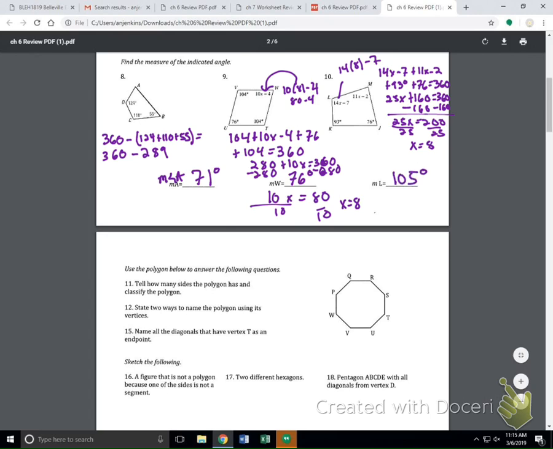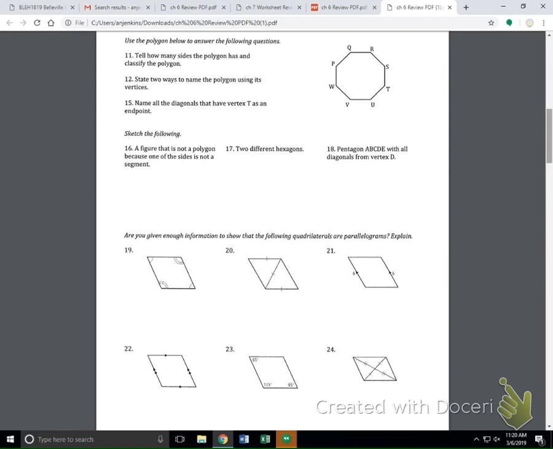105 degrees. The first question is to tell how many sides this polygon has and then classify it. So how many sides does it have? Yep, it's 8 sides, so that means it's an octagon. Okay, so we have an octagon.